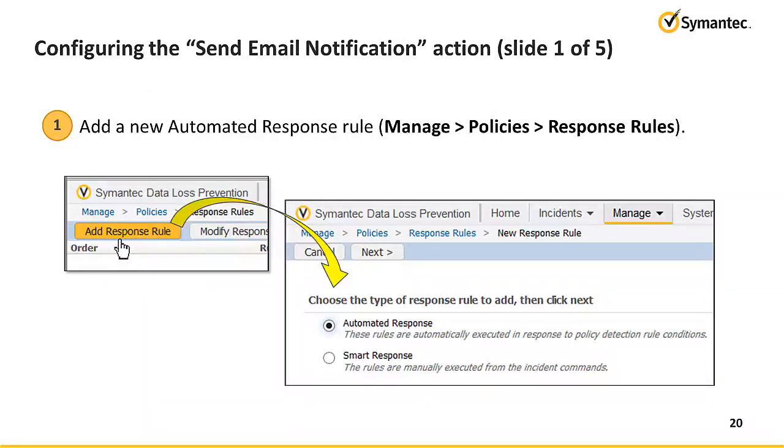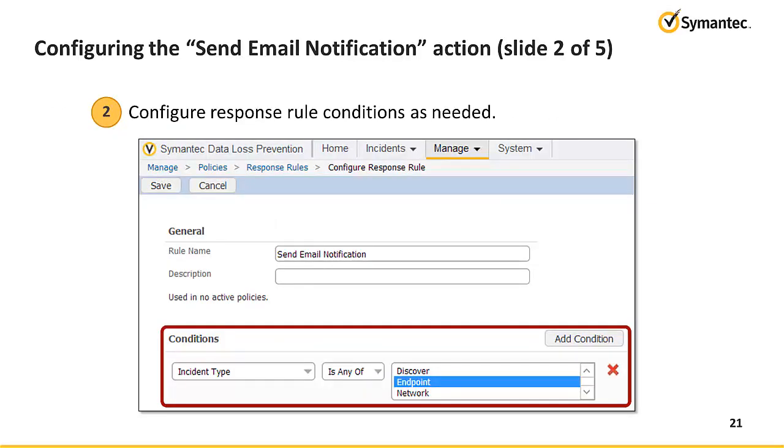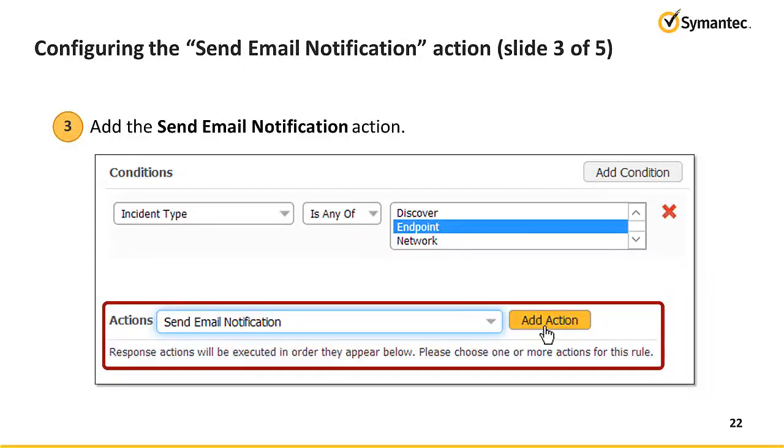This next section will provide an overview of how to configure the send email notification action in an automated response rule. First, in the Enforce Administration console, add a new automated response rule by going to Manage, Policies, Response Rules. Next, under the Conditions section, configure any response rule conditions as needed. From the Actions drop-down, select an action and click Add Action. In this case, we will select Send Email Notification.